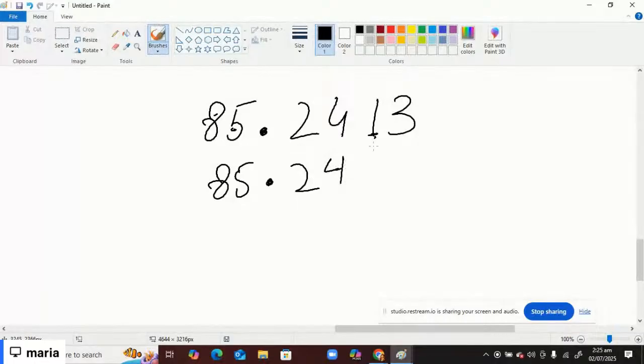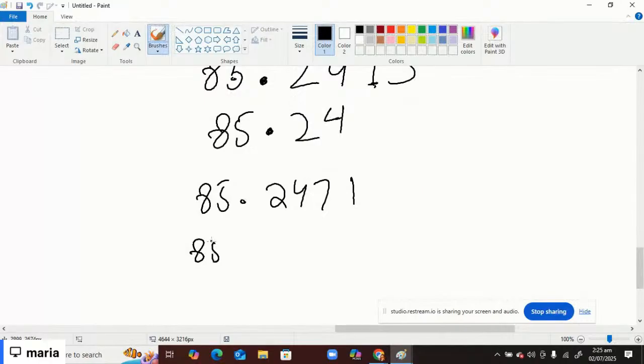But let's suppose this one is like this: 85.2471. So this should be 85 as it is, point as it is, 2 as it is. Now there is 7. 7 is greater than 5, so this can be rounded up and 5. Alright. Hope you guys understand this lesson as well.